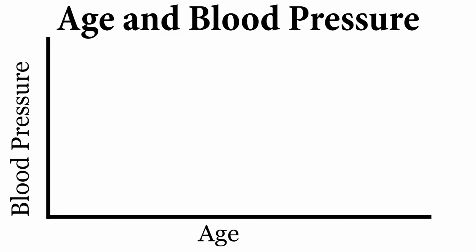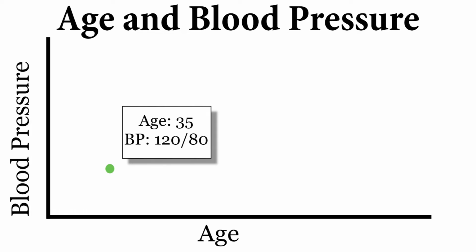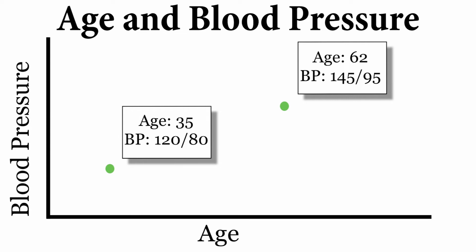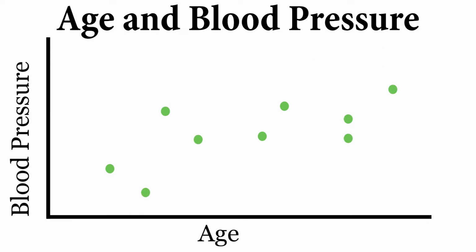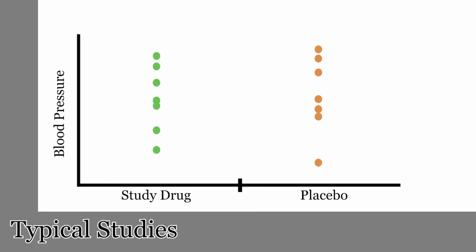So we take all of our patients' ages and their corresponding blood pressure, and we essentially plot them on a graph. Patient 1's blood pressure was this, and patient 2's blood pressure was that, and so on and so forth. This type of graph is helpful in visualizing these relationships, but for studies where we don't evaluate correlation and regression, they're not really used. Our data would look a little weird.